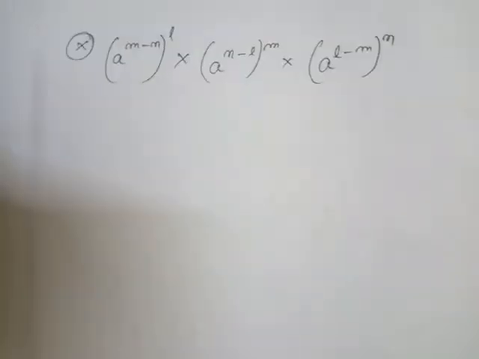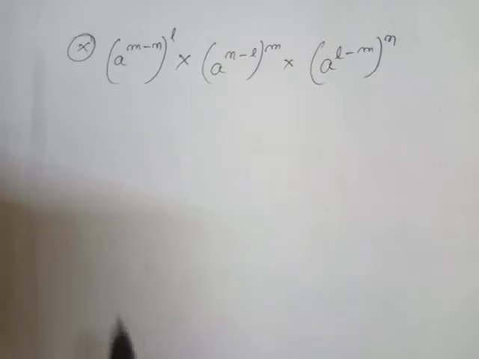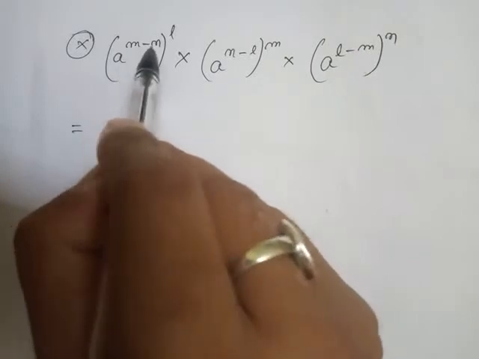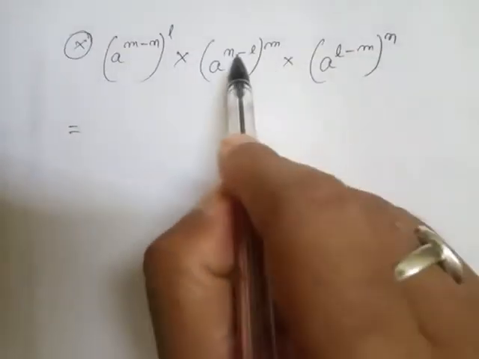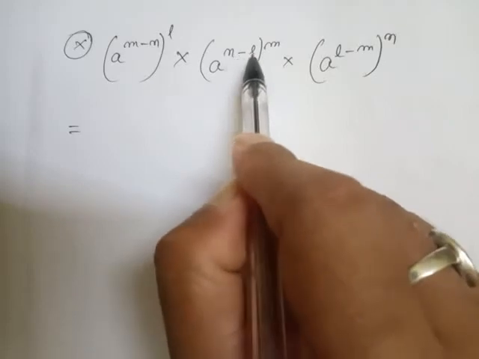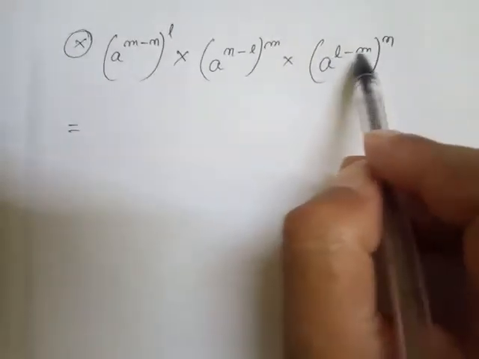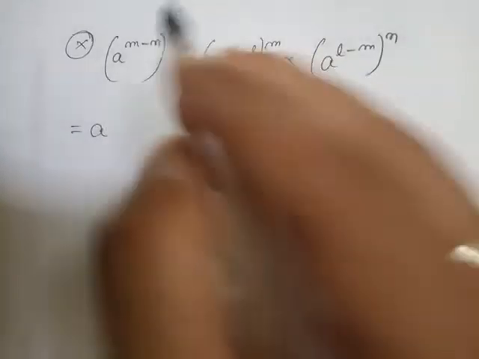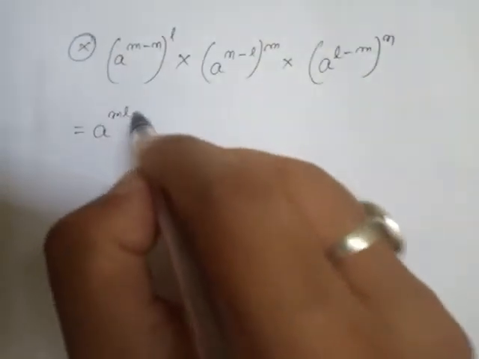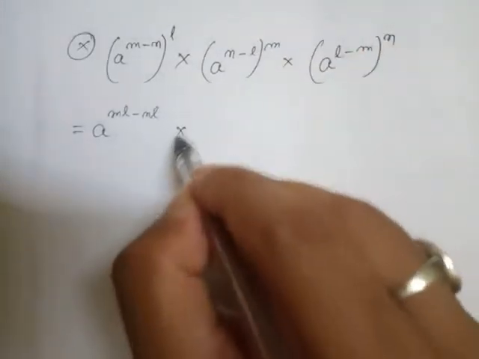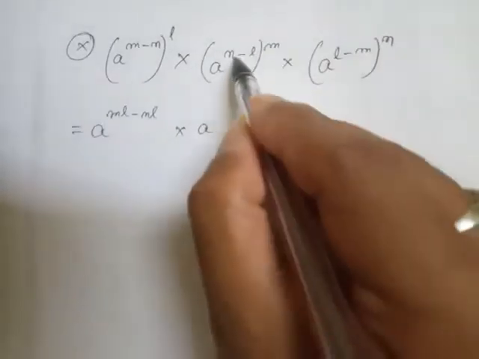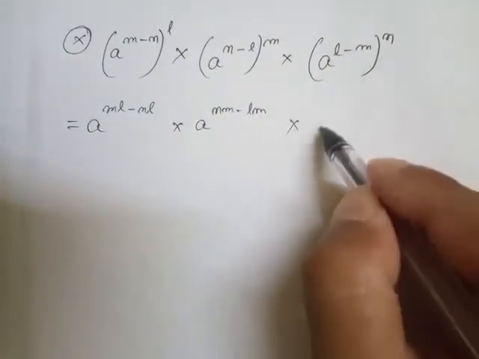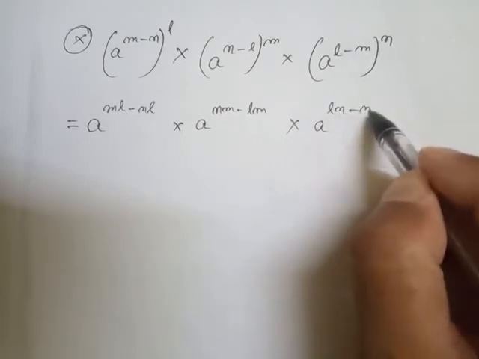Now student, look at the next one, number 10 question. This is very easy actually. Now look, we'll go for the multiplication. M minus n we multiply with L first, then this value n minus L as a power multiply with M, and this value will multiply with n. So directly I am doing here now, a to the power m into L, which means ml minus nl, into a to the power nm minus lm, next one ln minus mn.